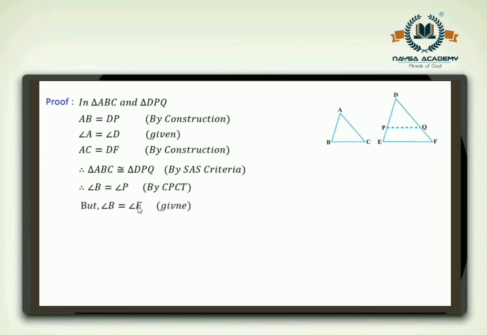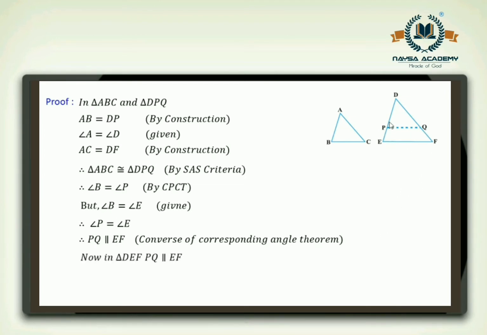But we already know that this angle B is equal to angle E, so I can say that angle P and angle E are equal. Now as angle P and angle E are equal, I can say that this side PQ is parallel to side EF. This is the converse of the corresponding angle theorem, right? When corresponding angles are equal, then lines are parallel.